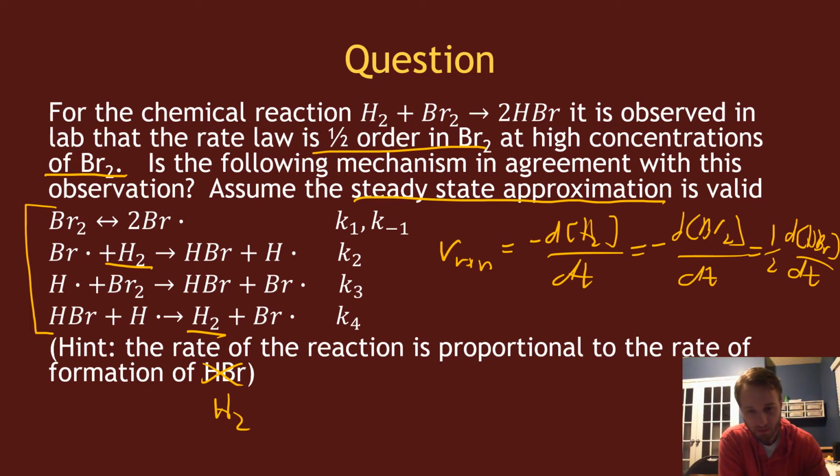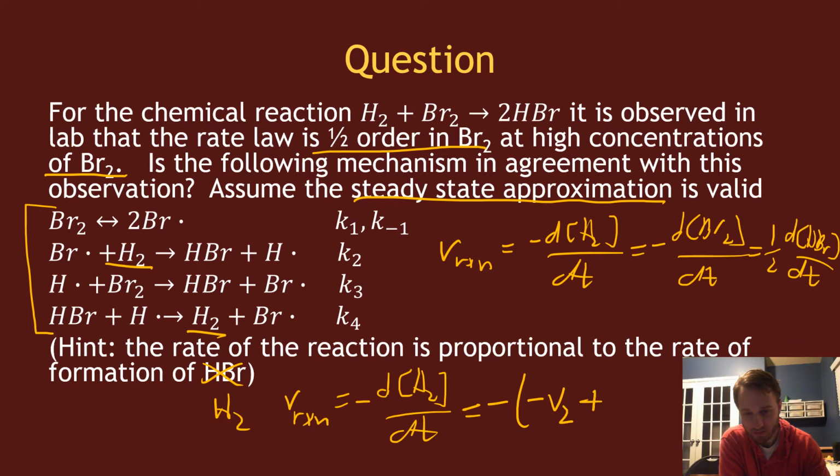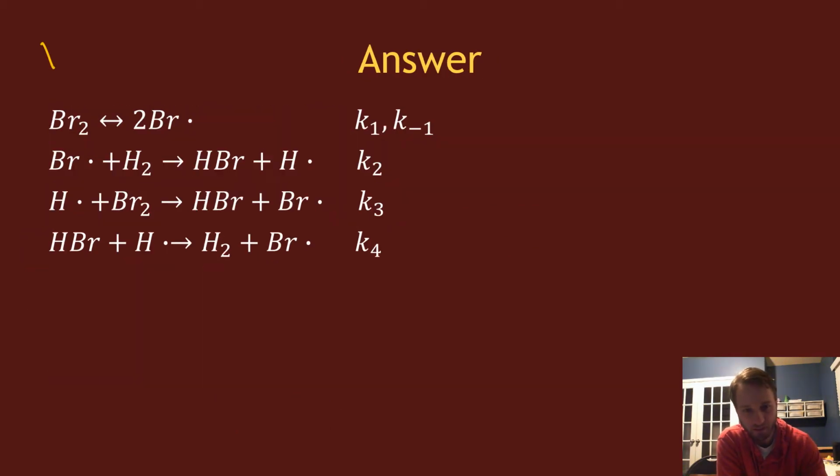The rate of my reaction I'm going to say is minus d[H2]/dt, which equals the rate of change of H2. It appears in 2 elementary steps here. In the first elementary step it appears in, it's a reactant, so it's going to be minus V2, and then plus V4. So that's the rate of my reaction I care about. To reiterate, the rate of the reaction I'm trying to solve for, factoring out the minus signs, is V2 minus V4.